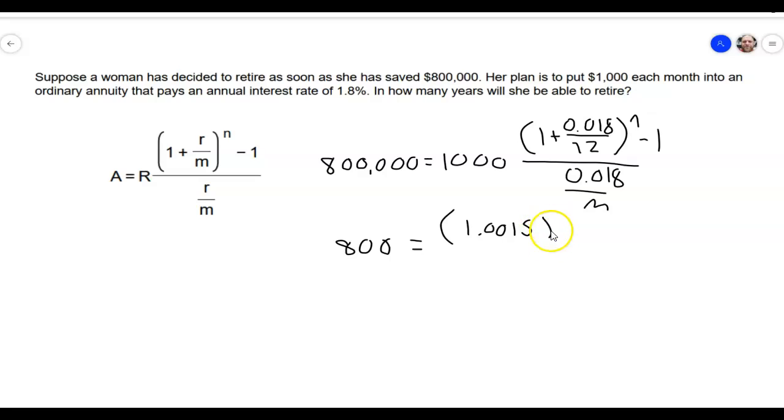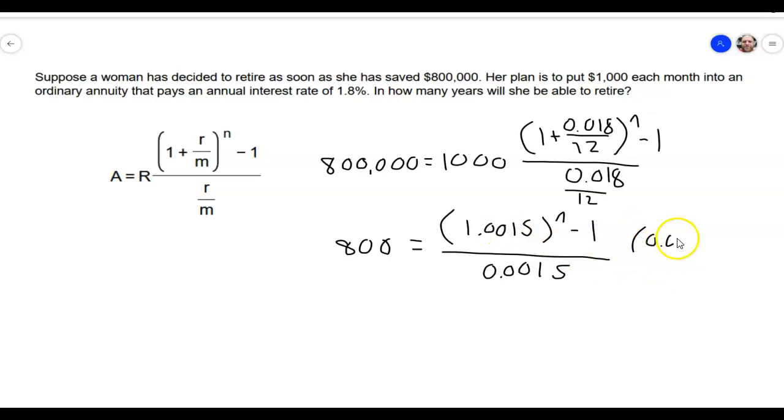So this is going to be 1.0015 raised to the n power minus 1, all over, and I should have put a 12 over here. Let me correct that. All right. And this will be over 0.0015. That's the 0.018 divided by 12. All right, we're getting closer. Now, remember, I'm working to get this term with the n by itself.